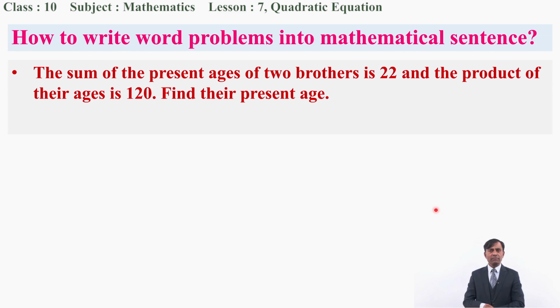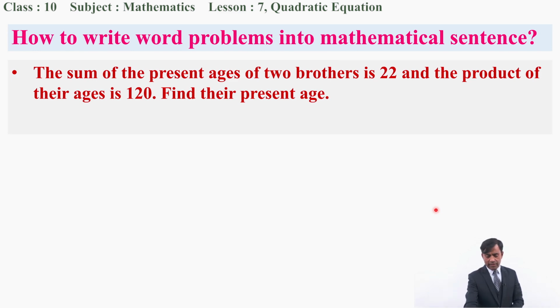word problem into a mathematical sentence? Look here, what is given? We have two conditions. What are these two conditions? The sum of the ages of the two brothers is 22. When we add their ages, the sum is 22. And the product of their ages is 120. When we multiply their ages, it is 120.